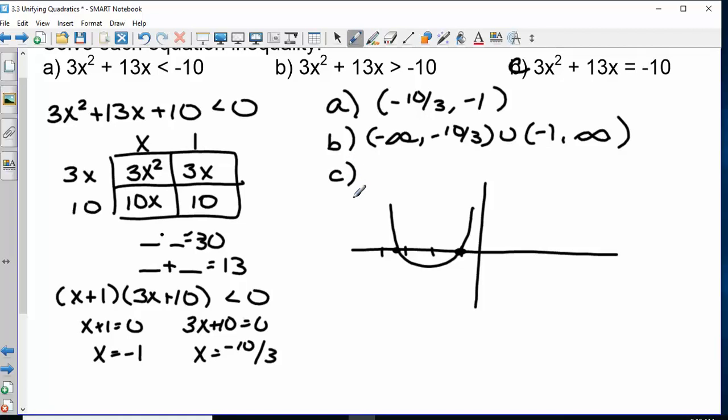Part C, I asked when it was equal. It's like saying, when is this thing equal to 0? What were my 2 answers to that? Yeah, not an interval on those because it wasn't an inequality. If the original problem is an inequality, that's when you have to have an interval. Otherwise, you're just listing the numbers.